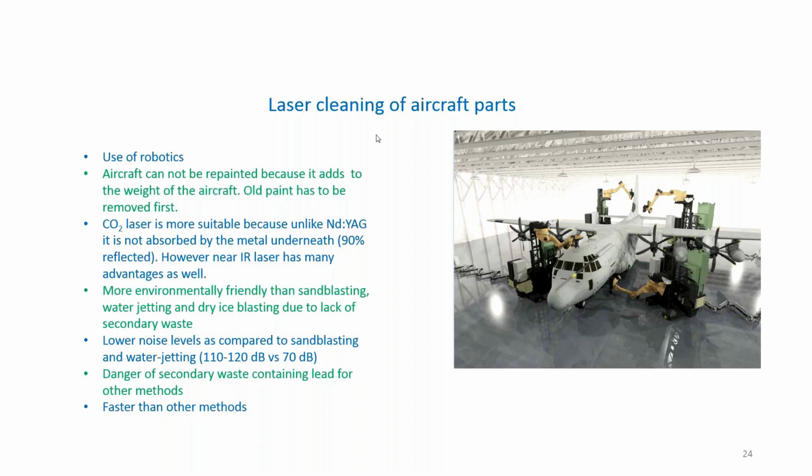A CO2 laser is very suitable to do that, as I said, because it doesn't damage the metal substrate, but steering the beam is very difficult. Fiber optic cannot be used. Instead, one can use the near IR version and control the damage threshold to make sure that the metal substrate is not damaged. And the laser technique is more environmentally friendly than sandblasting and low noise. We talked about all of that. And it's also faster.